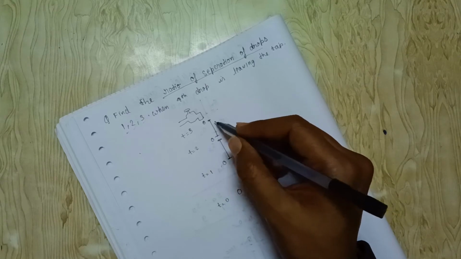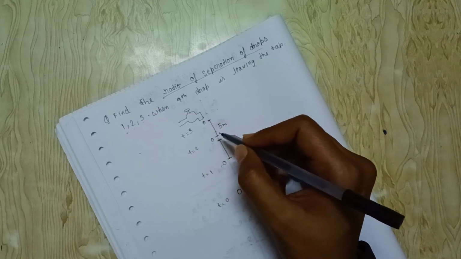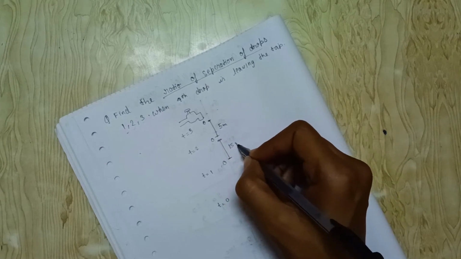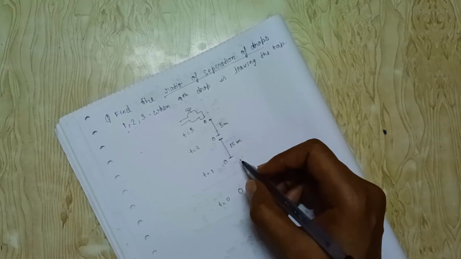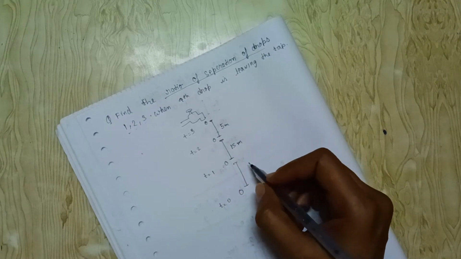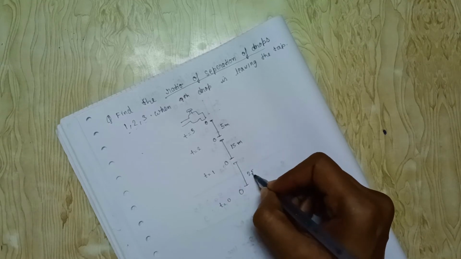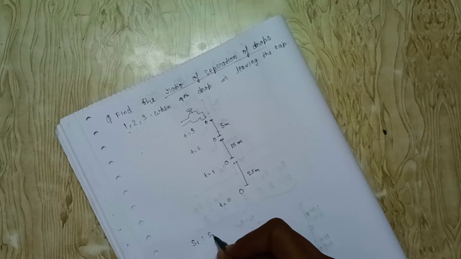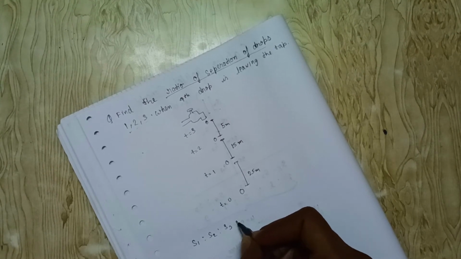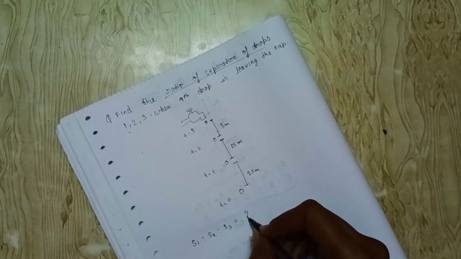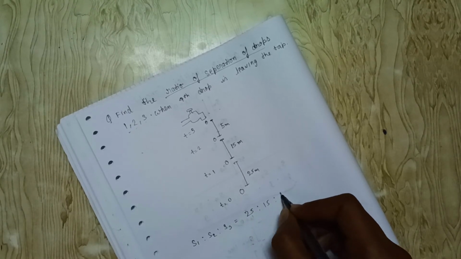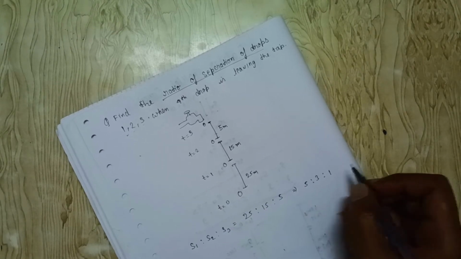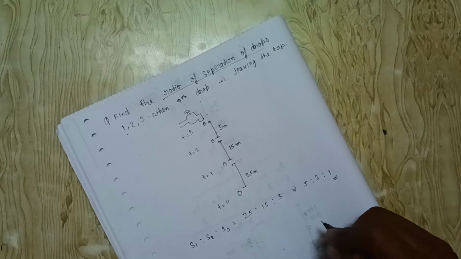So in the first second it travels 5 meters. The second drop's distance will be 3 into 5, that is 15 meters. And the third drop's distance will be 5 into 5, that is 25 meters. So the ratio of S1 is to S2 is to S3 will be 25 is to 15 is to 5, that is 5 is to 3 is to 1. So this question is solved in one line through the Galileo experiment.